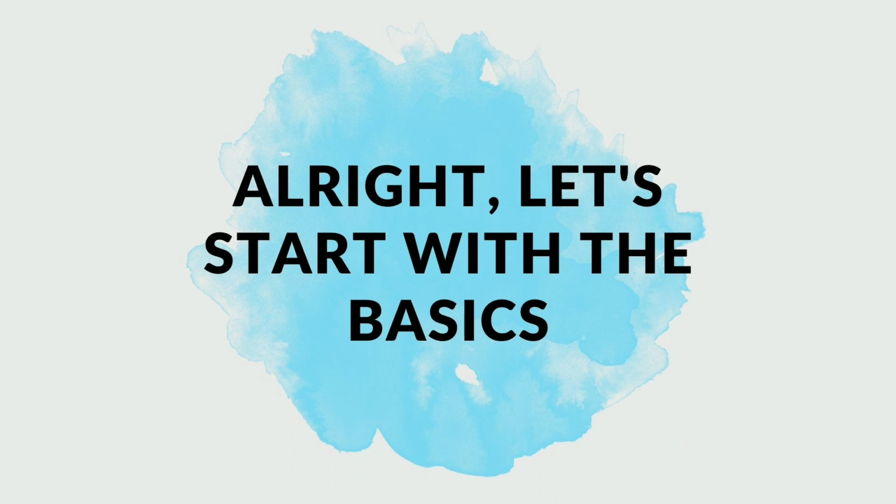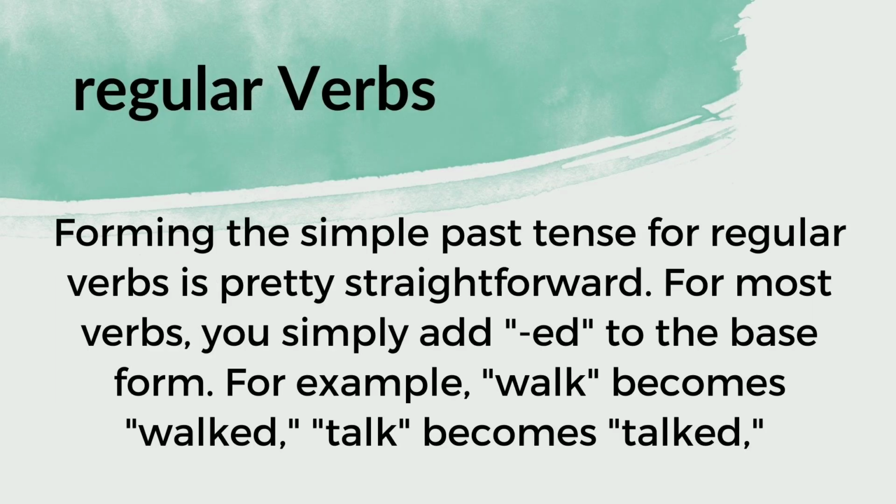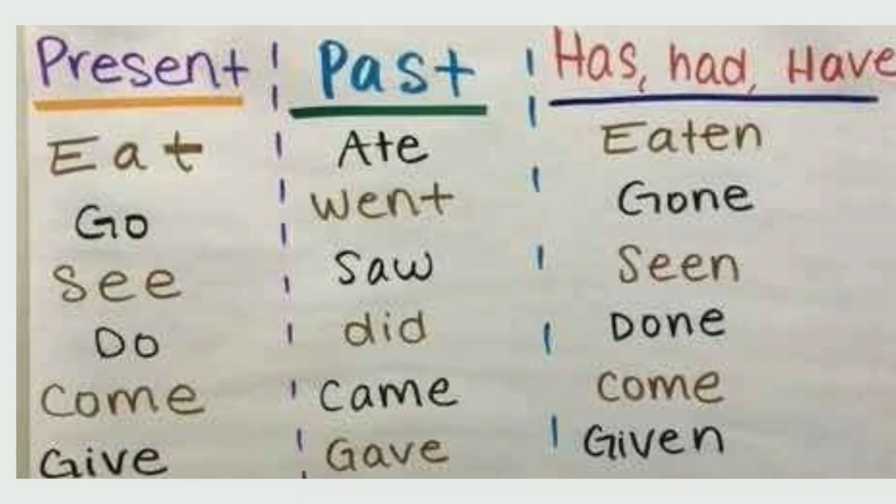Alright, let's start with the basics. The simple past tense is used to talk about actions that happened and were finished in the past. For regular verbs, you usually add -ed to the base form, like walked or talked. Now, things get a little more interesting with irregular verbs. These verbs don't follow the regular -ed pattern. Instead, they have unique forms. For instance, go becomes went, eat becomes ate, and see becomes saw. It's important to memorize these irregular forms to use them correctly.